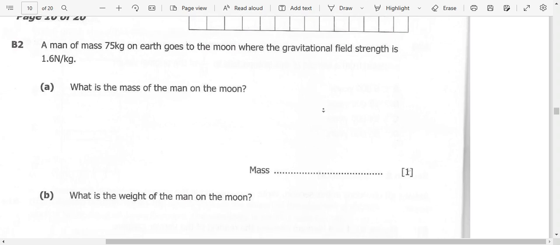Okay, so we are now here. A man of mass 75 kg on Earth goes to the moon where the gravitational field strength is 1.6 Newton per kg. What is the mass of the man on the moon? What do you think? If a man has got 75 kg on Earth and then goes to the moon, what will be the mass?